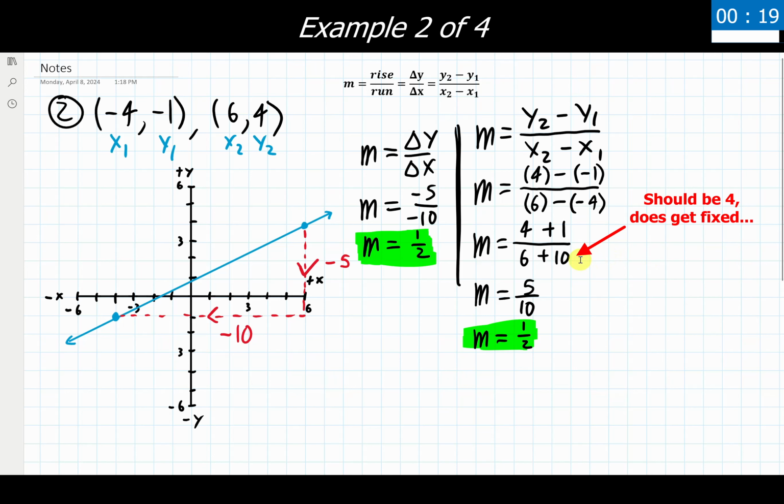Actually, there was an error that showed up. This should be a +4 here. I got ahead of myself. There we go. Change there. It should be a +4, and then the result is 10. Okay. Hopefully we can see where the sign change can show up and can occur, and make sure we're on the lookout for that as we're going through and solving these things algebraically.